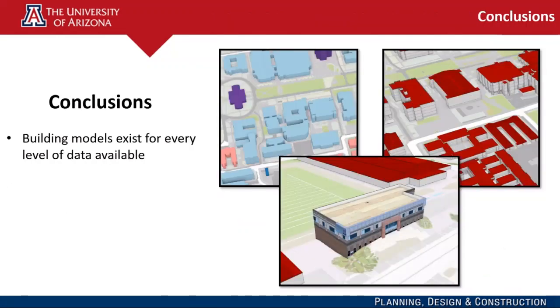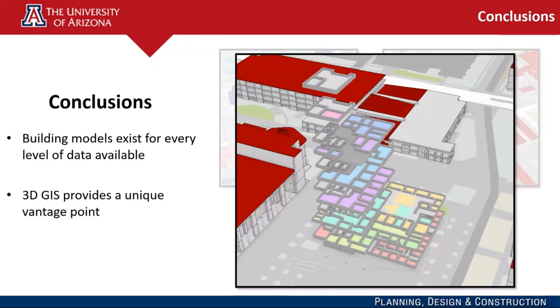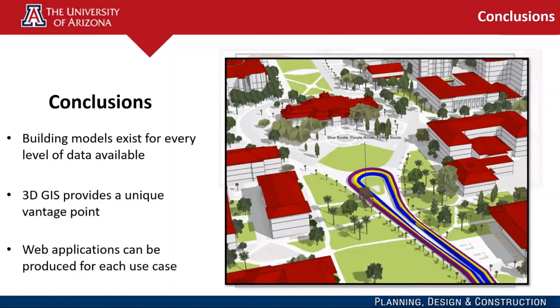So in conclusion, 3D GIS provides building models that can work for every level of data that you have. It gives you a unique vantage point, so you can see things that are impossible to see in real life, like this exaggerated building. And it lets you use web applications to really get at any specific use case you have. This is a visualization from our UA 3D map online that shows CAT-TRAN routes and properly oriented stops and lets you get context for where those stops are actually located on a similar reference frame like I was talking about.